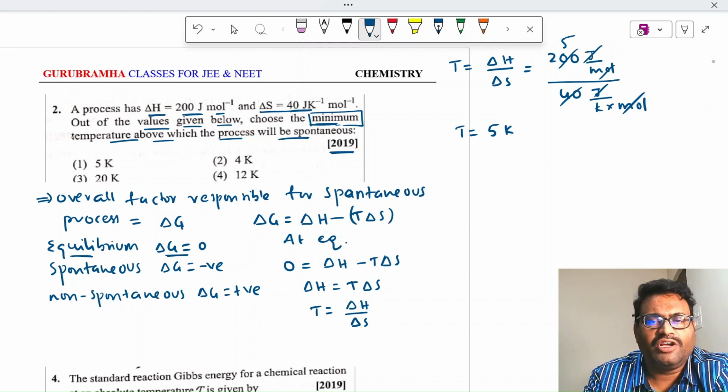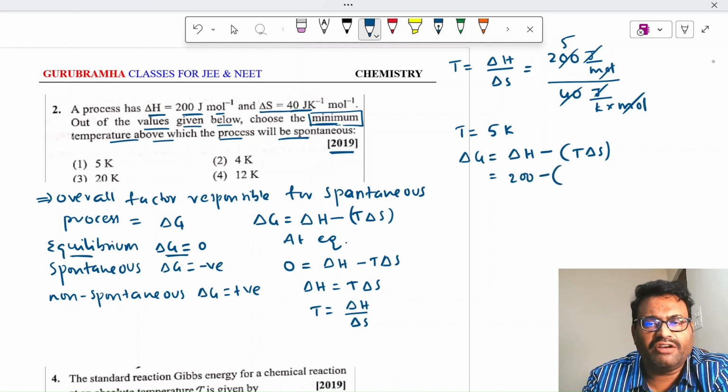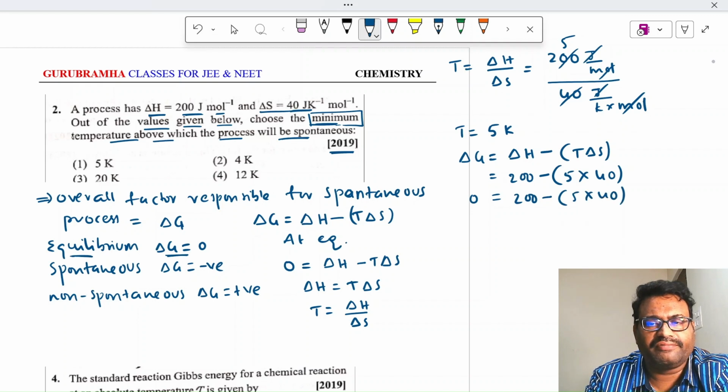So let us substitute in the equation delta G is equal to delta H minus T delta S, right? That is equal to delta H, how much is given? 200 minus T, how much have you calculated? 5 into delta S, 40. So then it becomes 200 minus 5 into 40. This is 0.